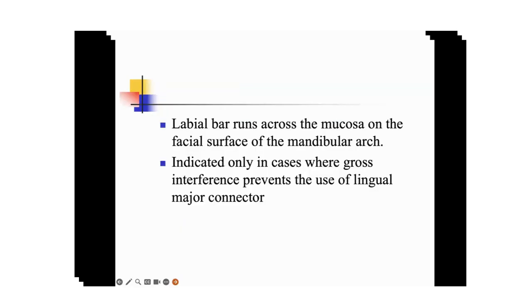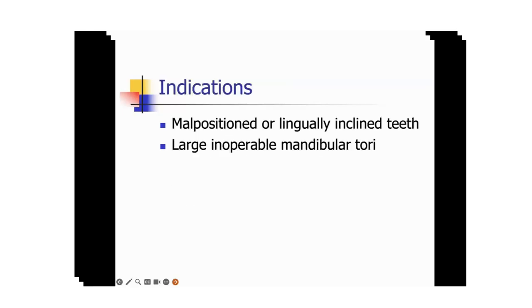choose a labial bar. So the labial bar runs across the mucosa on the facial surface of the mandibular arch, indicated only in cases where gross interference prevents the use of a lingual major connector.